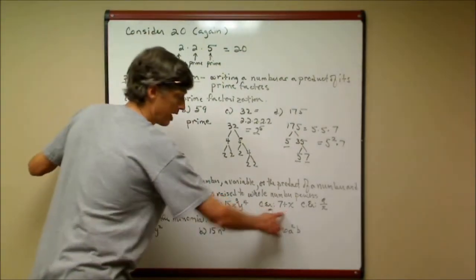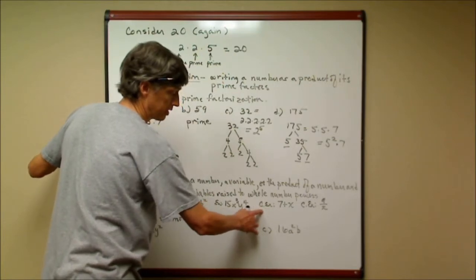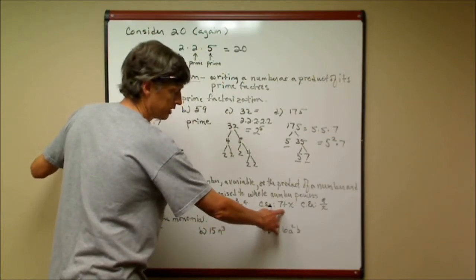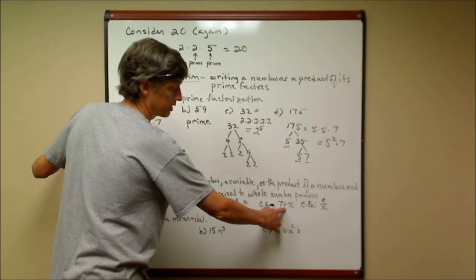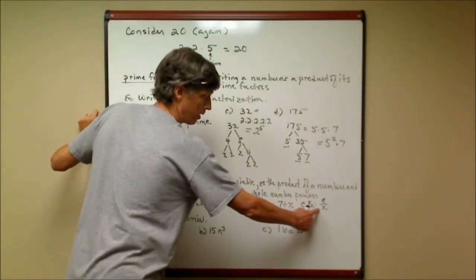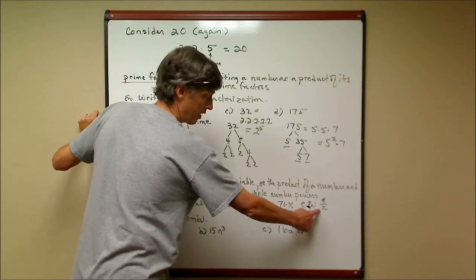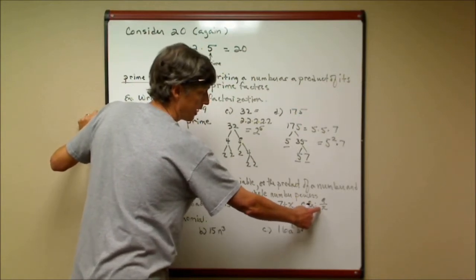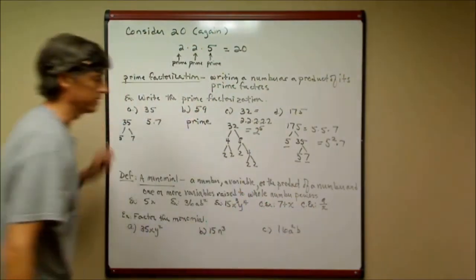Now this one is not. That's why I put the little c in front of example. This is a counterexample. This is not considered a monomial because it has a sum of a number and a variable. You can't have that. And this is not considered one because you can't divide by the variable. You can divide into the variable, but you can't divide anything by a variable and have it as a monomial.